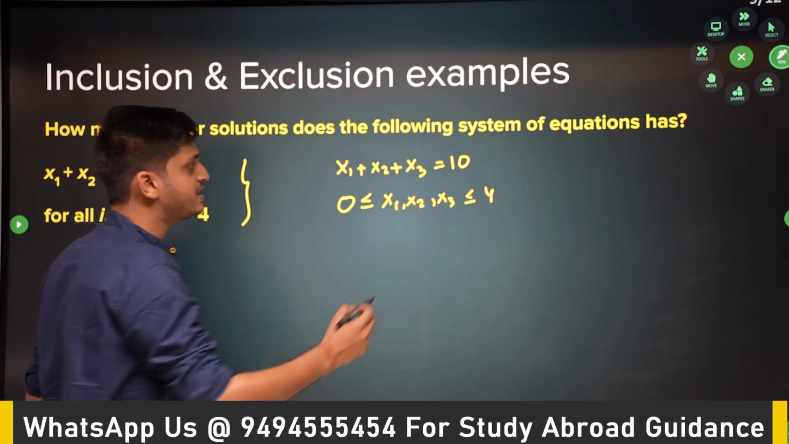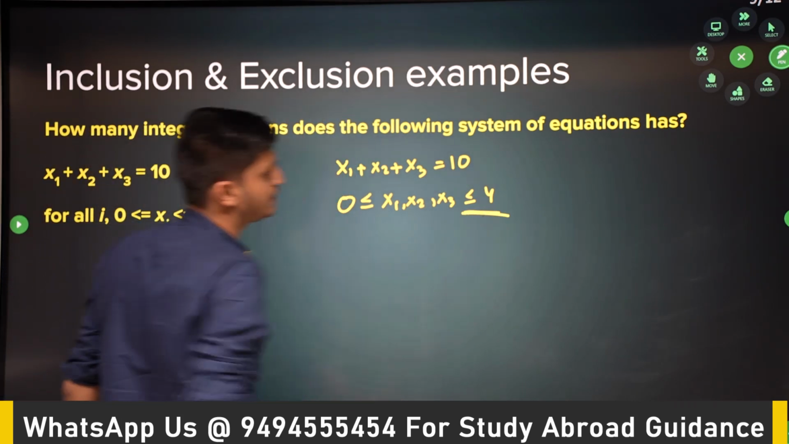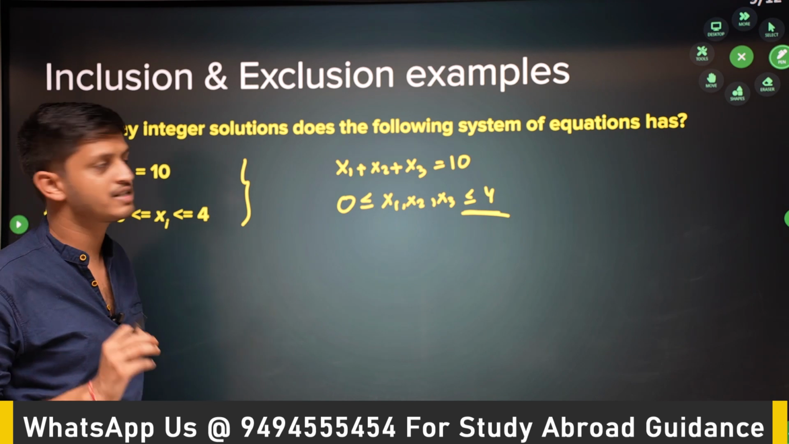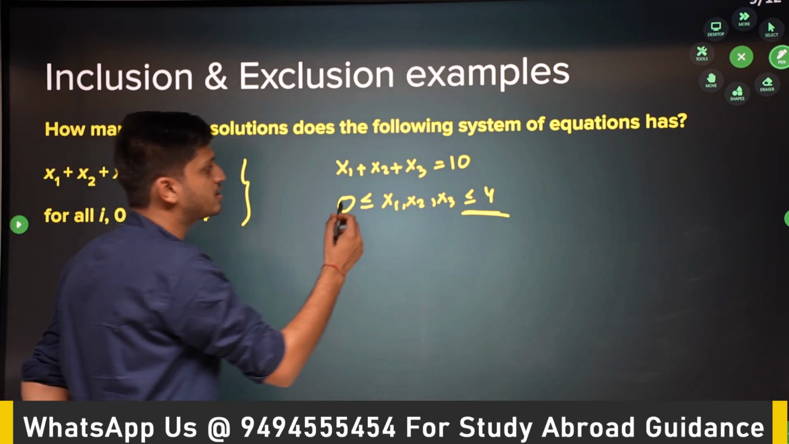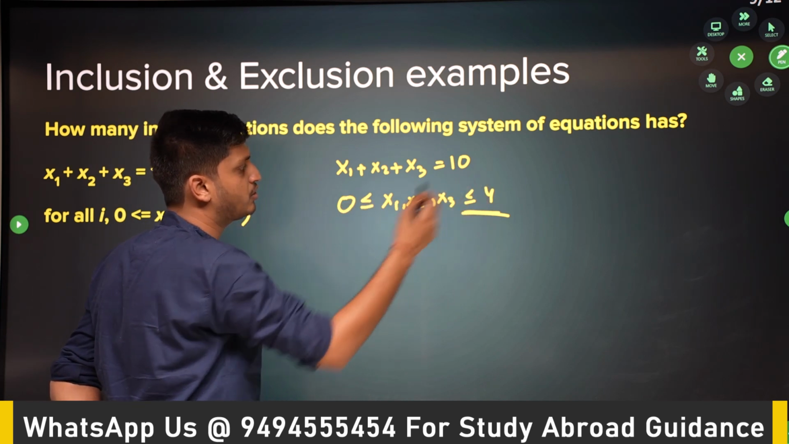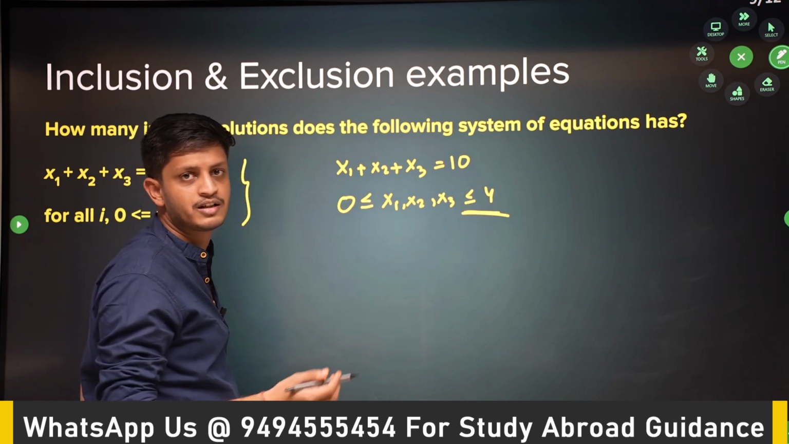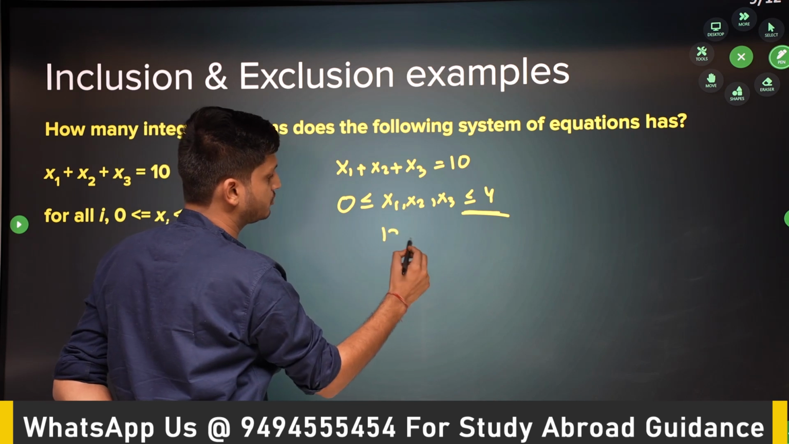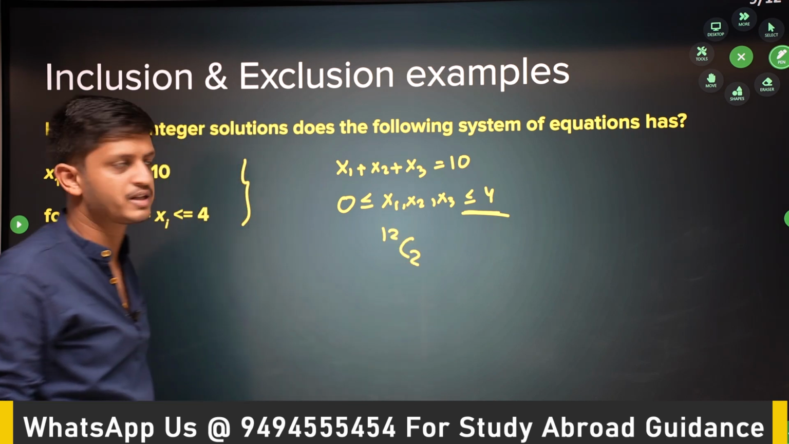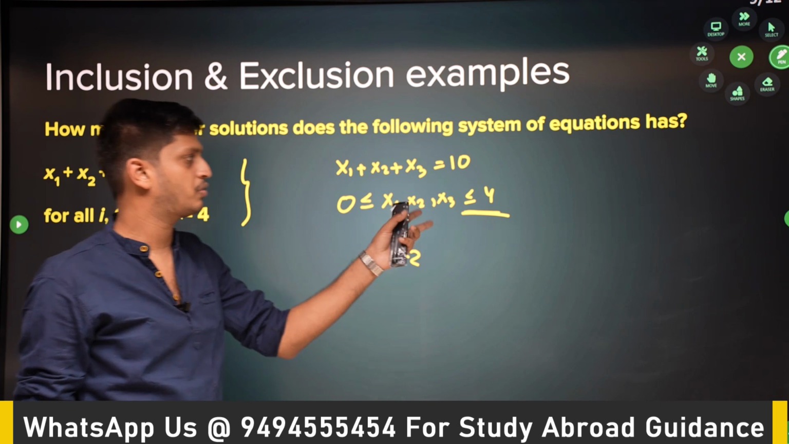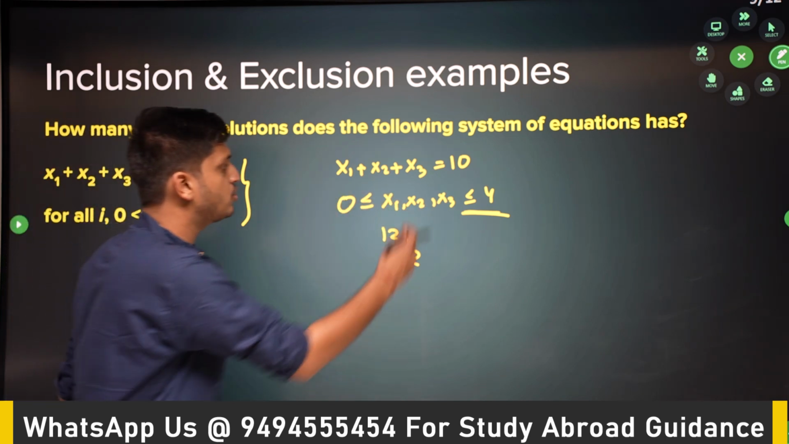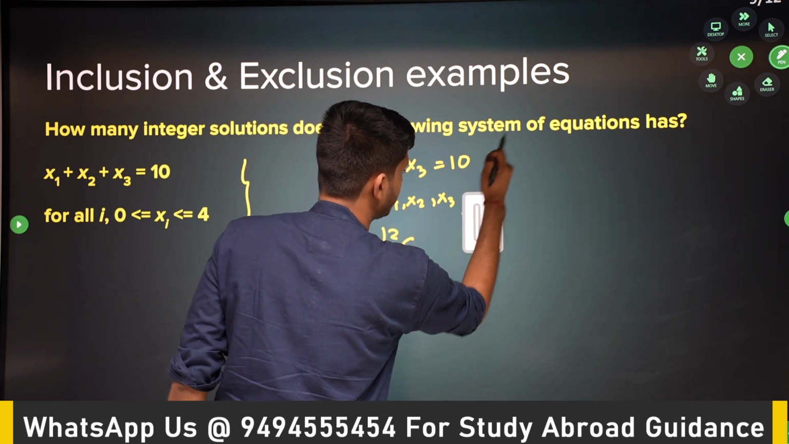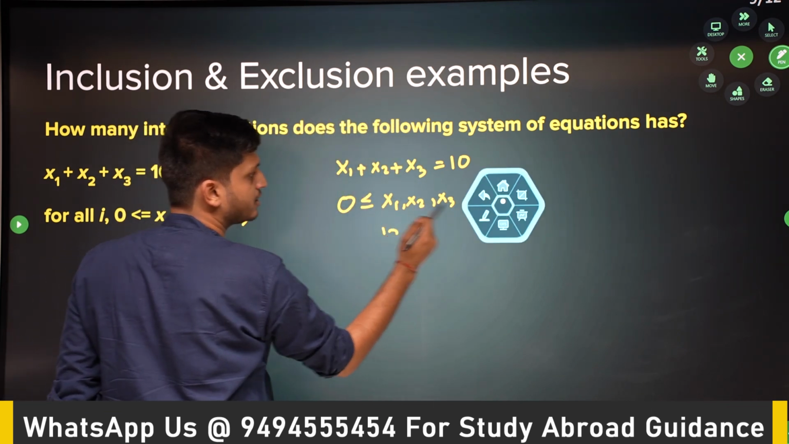See, if this condition, less than or equal to 4, had not been there, the problem would be much simpler. We already know how many solutions there are for x1 plus x2 plus x3 is equal to 10, where x1, x2, x3 are all greater than or equal to 0. It is 12C2, right? Combination with repetition. So we just take 12 boxes, insert 2 sticks, 12C2 solutions are there, where there is no condition on x1, x2, x3, only this condition is there.